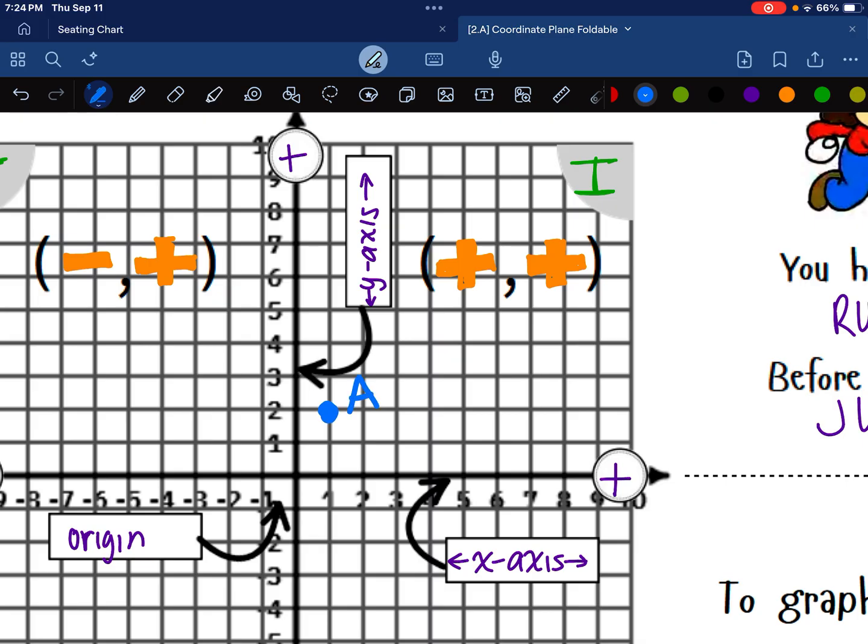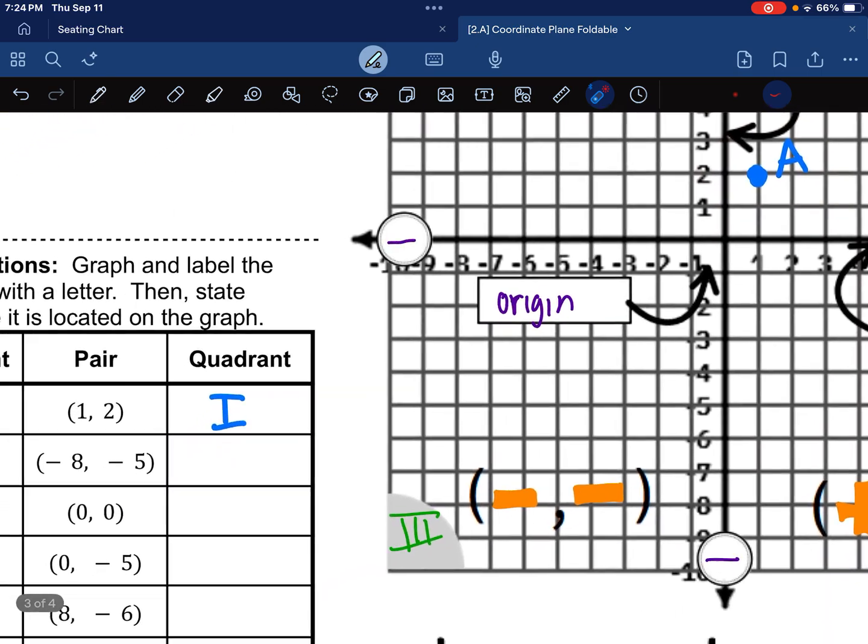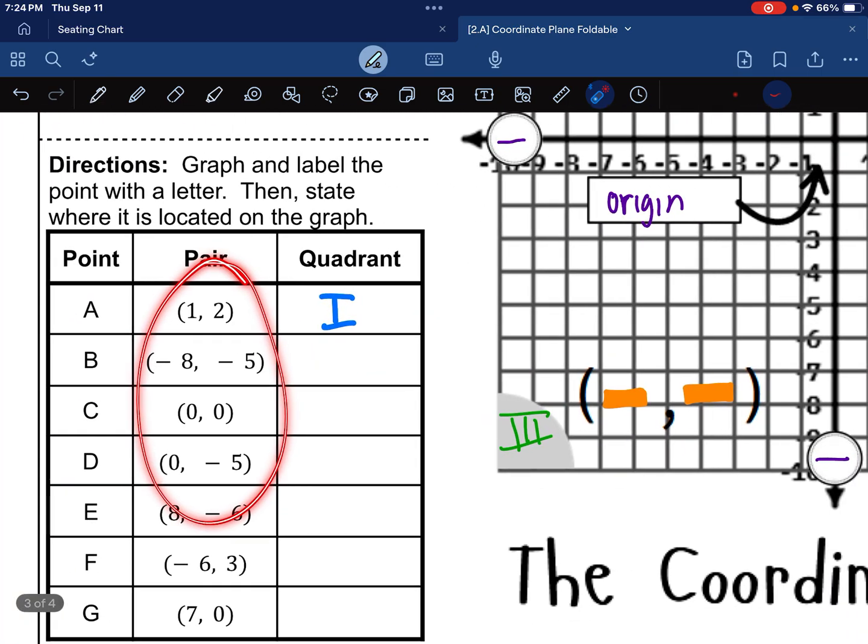Now, anytime that you graph a point on a coordinate plane, you always want to label it. My points all have letters because I wanted to cut down how much writing was on your graphs. So I'm labeling mine with letters, but often we label them with the ordered pairs themselves. So make sure anytime you graph a point that you label it.